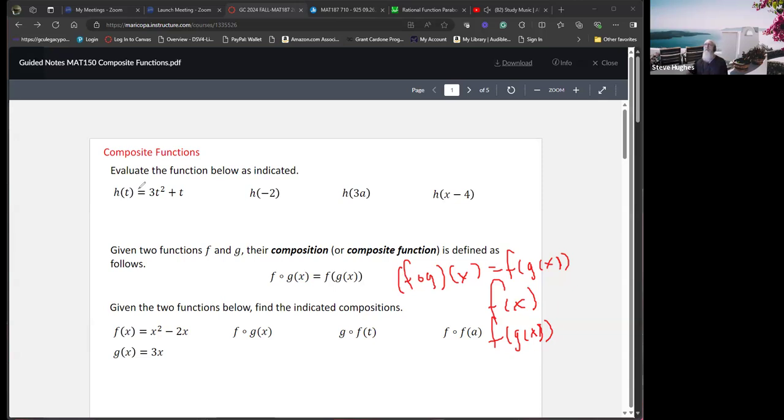All right. They want us to first of all start by evaluating the function h of t. What is h of negative 2? H of negative 2 simply tells me to put negative 2 in place of t. So 3 times negative 2 squared plus negative 2. Negative 2 squared is 4. 3 times 4 is 12. Minus 2, which is 10. That's obviously not a composite function. That says h is a function of t. We want to find h of negative 2, meaning t is negative 2.